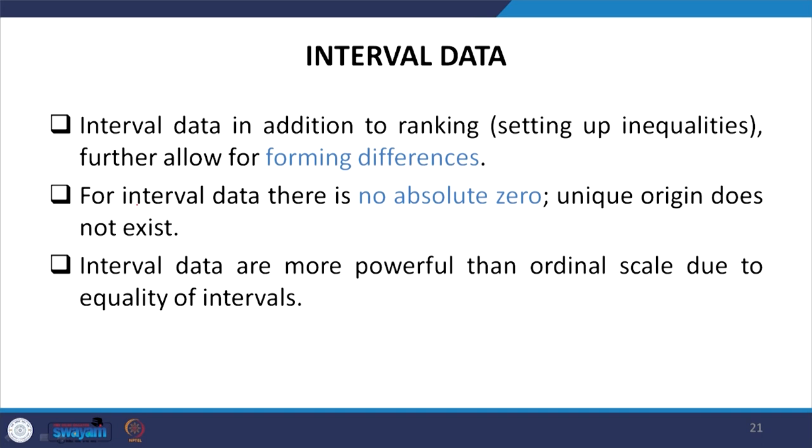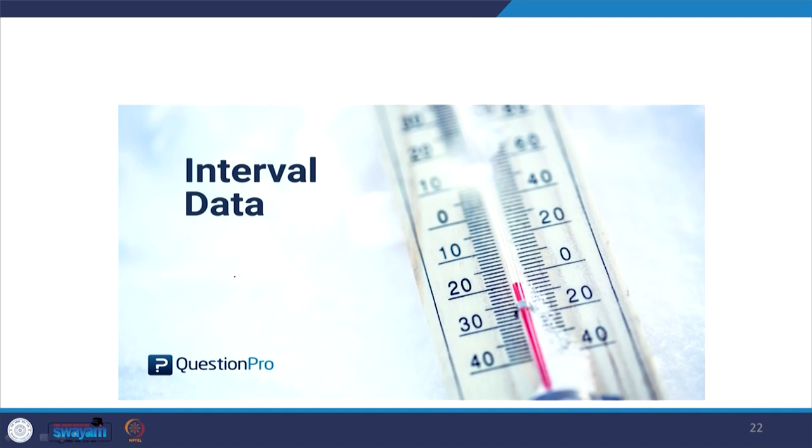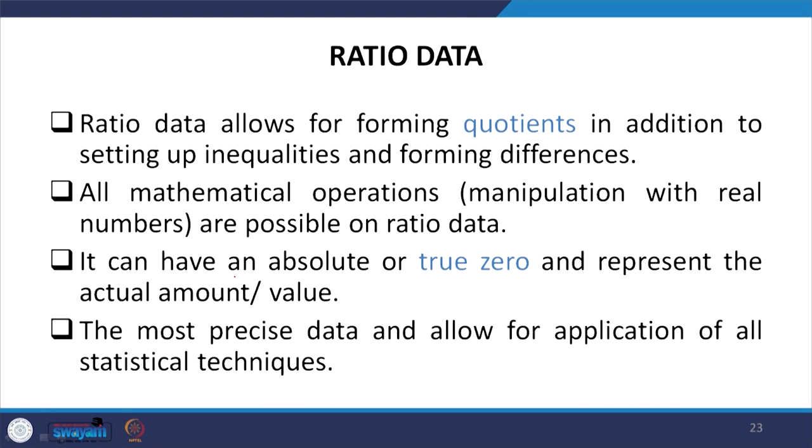Now the other two categories are interval and ratio data. Interval data is important because there are some data defined to be in interval form, and no absolute zero is defined so far as interval is concerned. Interval are more powerful than the ordinal scale due to equality of intervals. I think you might have seen the temperature scale, and especially the interval in that scale is very important. And the last one to be discussed in this first lecture is ratio data.